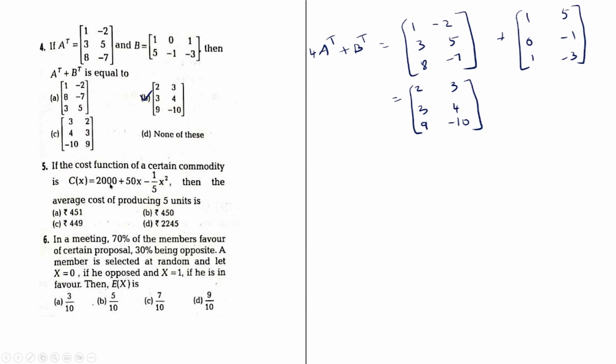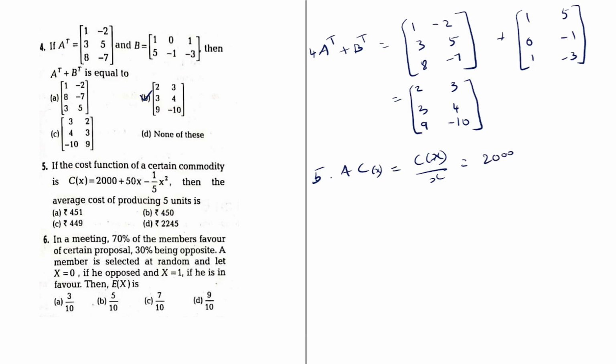Next question: if the cost function of a certain commodity is C of x equal to 2000 plus 50x minus 1 by 5 x square, then the average cost of producing 5 units is. Here the cost function is given. We have to find the average cost of producing 5 units. We know that the average cost is given by the cost function upon x. When we divide by x, this is the average cost function.